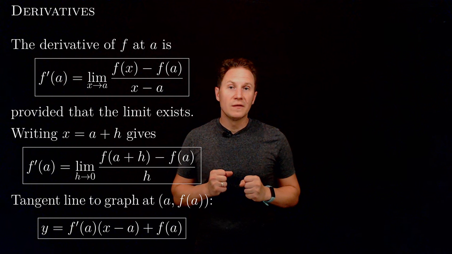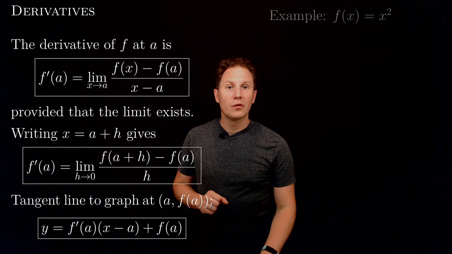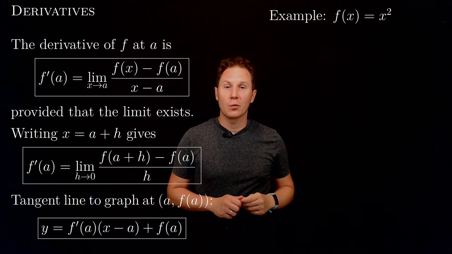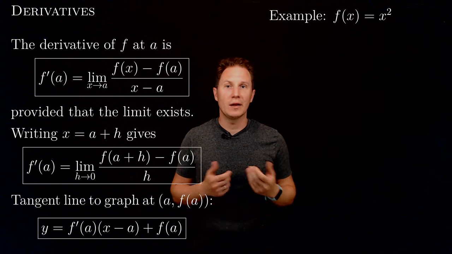Now let's compute the derivative of a function using the definition. For example, consider the function f of x equals x squared, and let a be any real number, because x squared is defined everywhere.